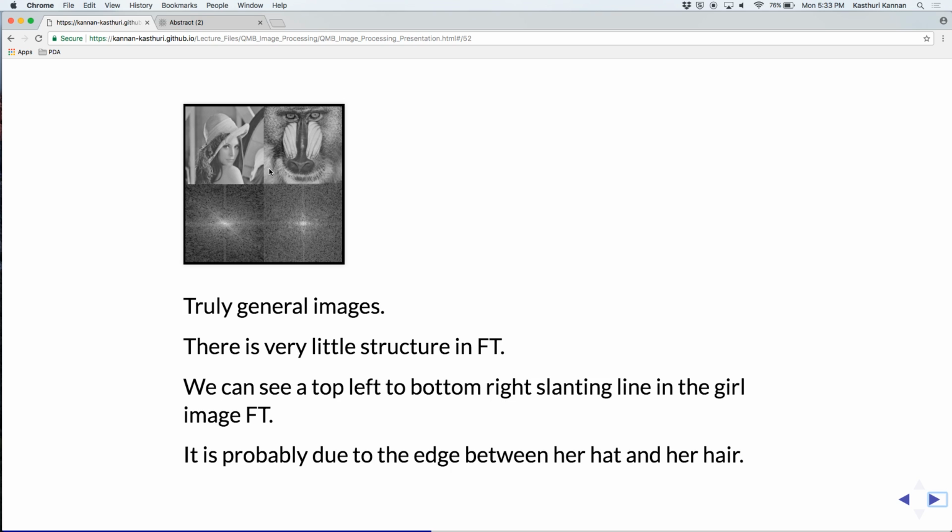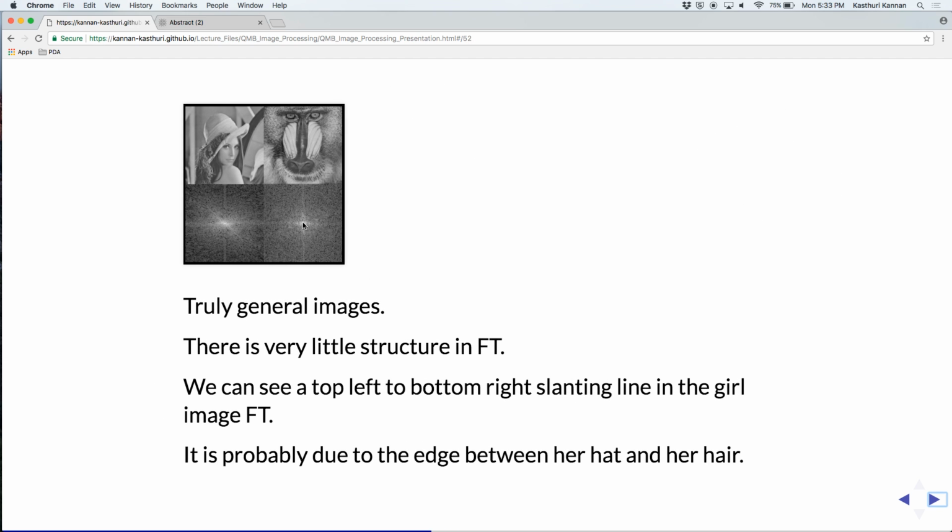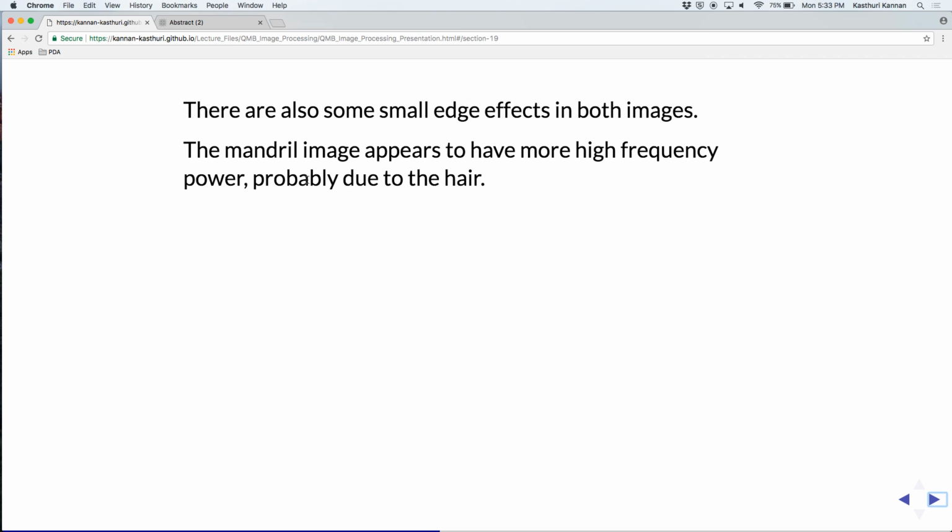So when we look at this, it is the famous Lena in digital signal processing, image processing, and we see that there is this line. I think that probably reflects the sharp edge that's between the hat, which is between the hair and the mane, right? And also the mandrel also appears to have some sharp frequency here, and that possibly is basically because of these hairs that has a contrast from this line here, right?